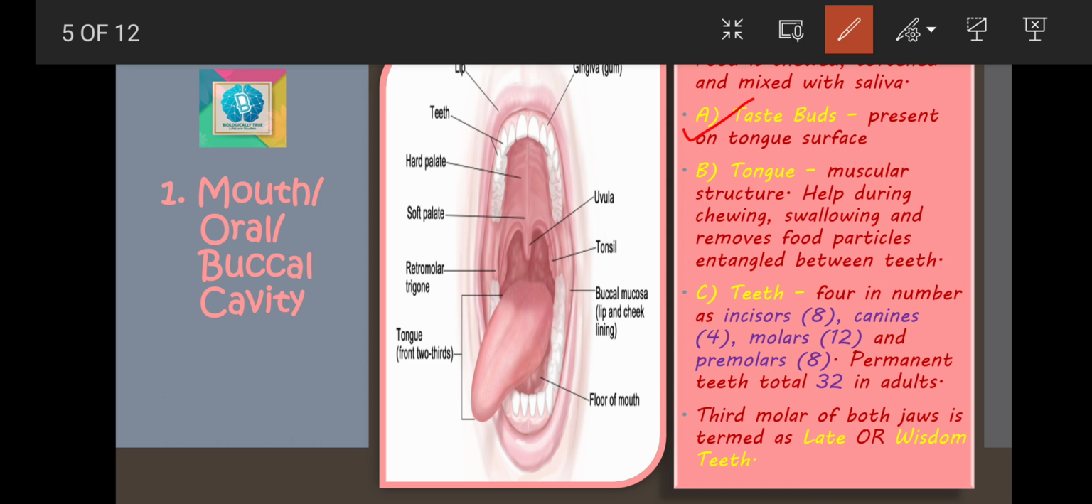Moving ahead to the next part of the mouth cavity or the buccal cavity, that is the tongue. Tongue is a muscular structure attached to the floor of the buccal cavity. It bears the taste buds on its upper surface and edges to taste the food.